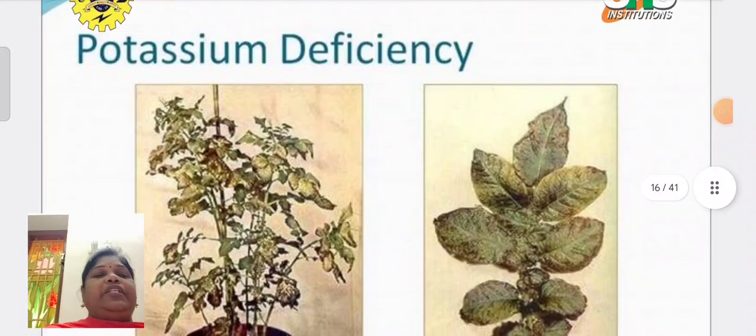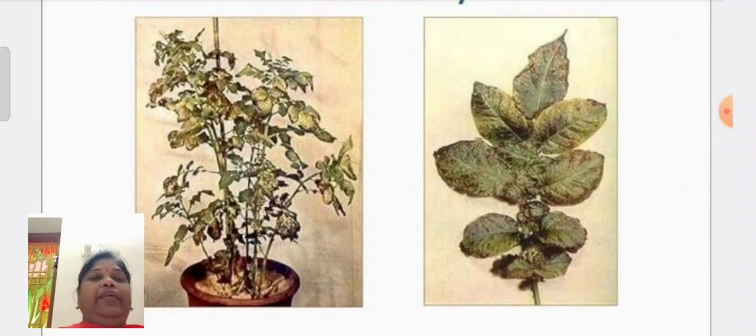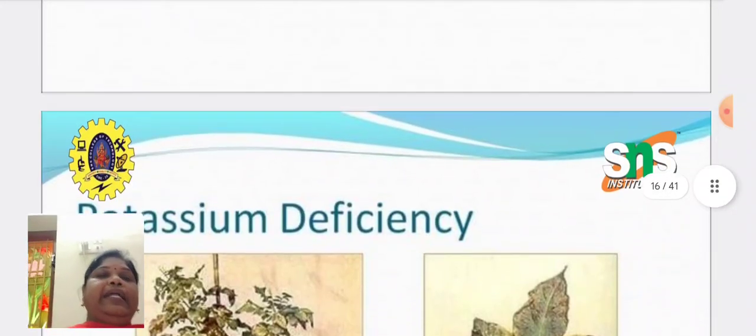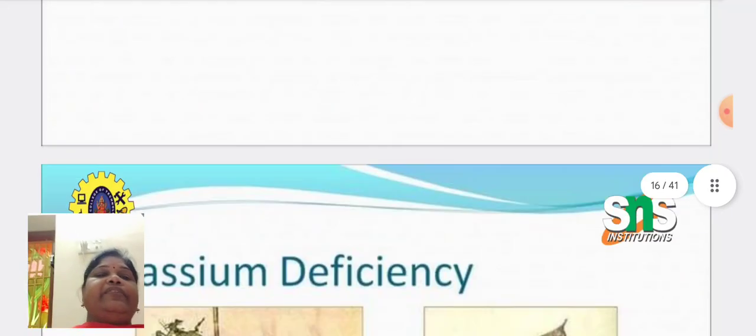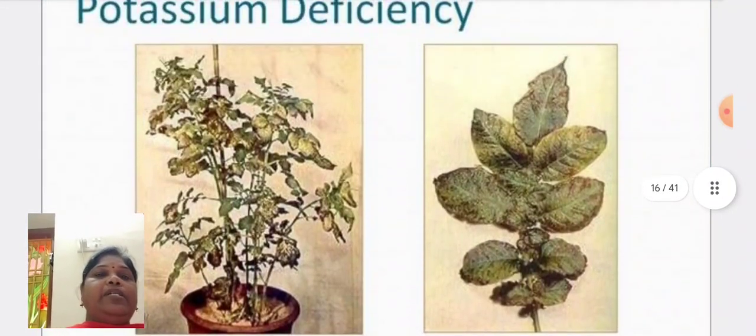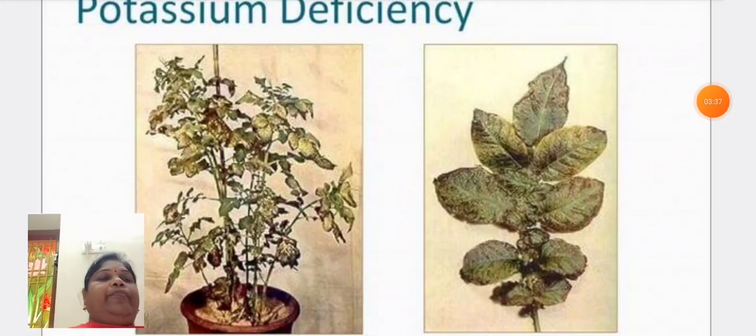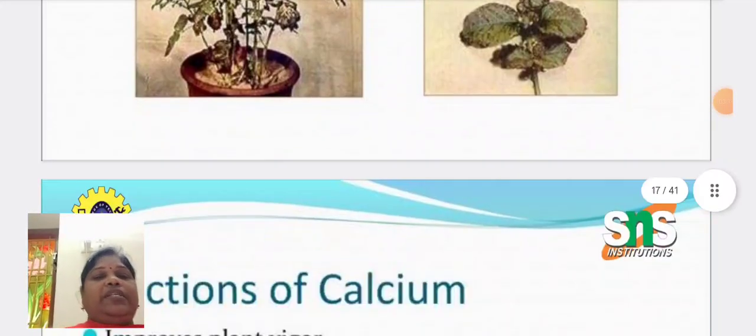The picture shows potassium deficiency. The leaves are dead and curled. The main picture is of potassium deficiency. It looks like curled leaves, then dead leaves, curled dead leaves, and burned leaves. These are the potassium deficiency symptoms.